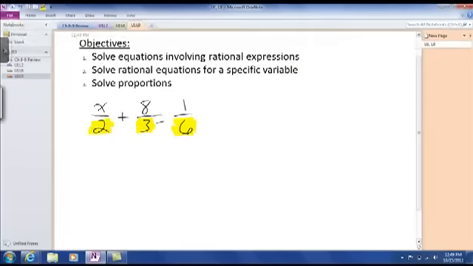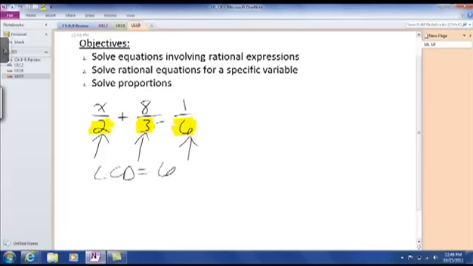I really need to have this thing up on my toolbar. That's okay. They'll all go into 6. Hopefully you see that, right? 6 goes into itself. 3 times 2 is 6, and 2 times 3 is 6. So they will all go into 6. What I'm saying is the least common denominator is 6.